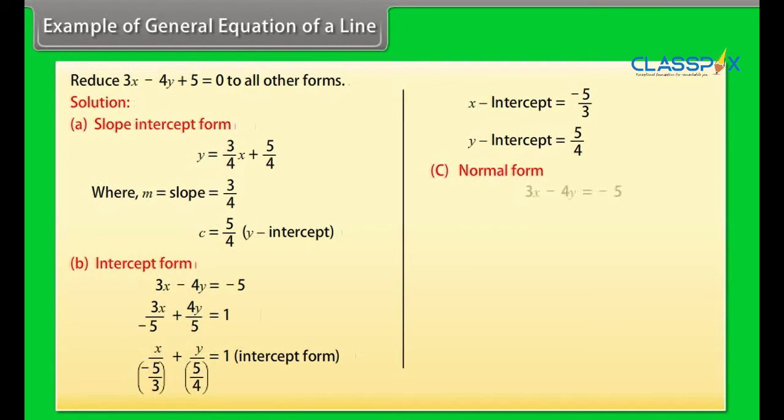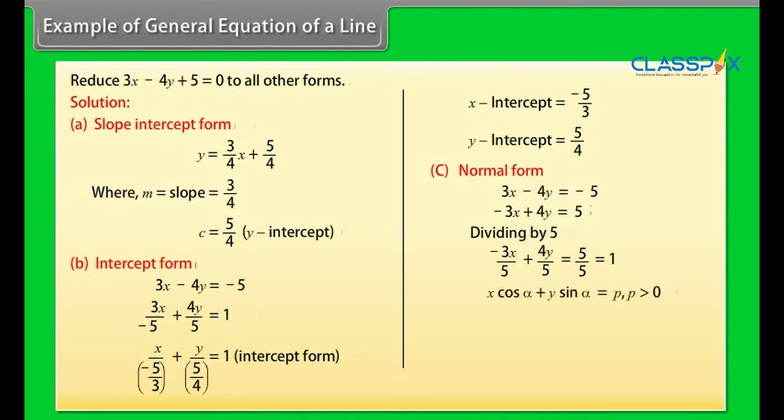Normal form. 3x - 4y = -5. -3x + 4y = 5. Dividing by 5, -3x/5 + 4y/5 = 5/5 = 1. x cos alpha + y sin alpha = p, p greater than 0, where cos alpha = -3/5, sin alpha = 4/5, p = 1.